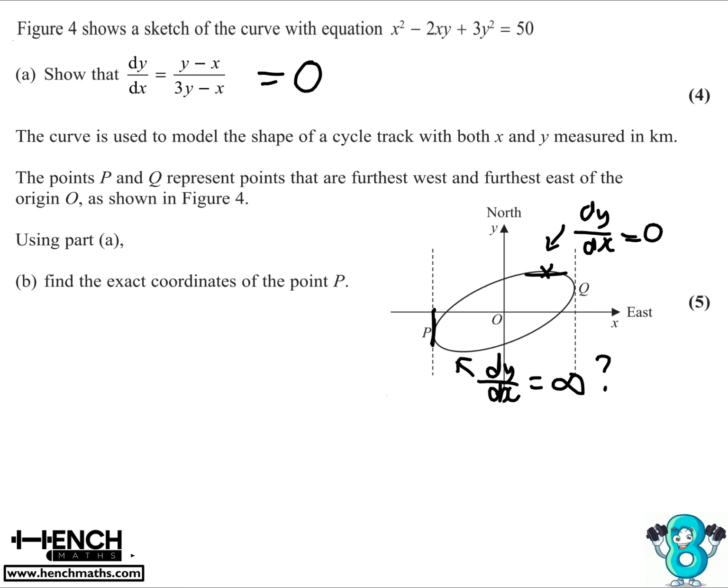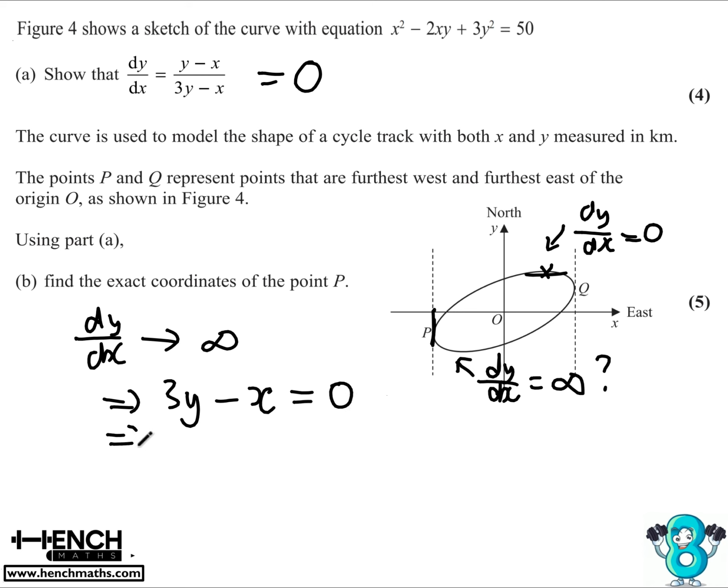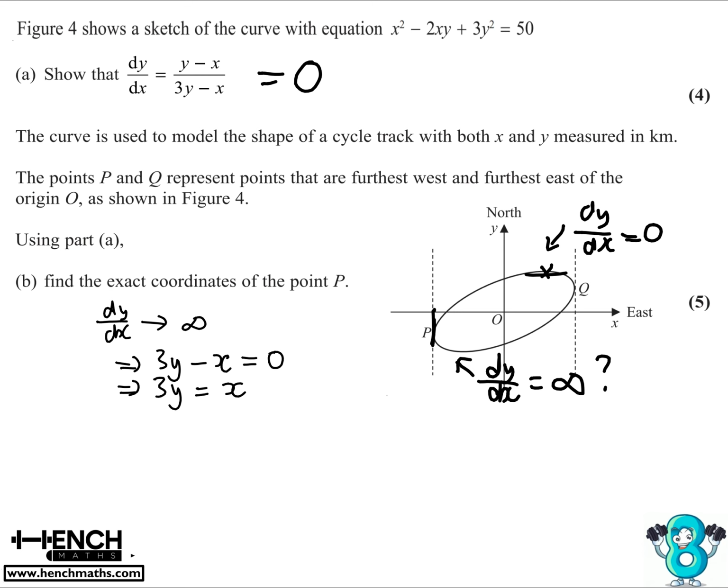Because we want to find the furthest west point P, I'm going to say that dy by dx is going to be approaching infinity. Never put equals to, because you can't. And that will imply that 3y subtract x will have to be equal to 0, and from that we can create this equation: 3y is equal to x. That means that we can do simultaneous equations.